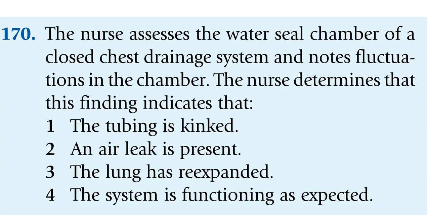170. The nurse assesses the water seal chamber of a closed chest drainage system and notes fluctuations in the chamber. The nurse determines that this finding indicates that 1. The tubing is kinked. 2. An air leak is present. 3. The lung has re-expanded. 4. The system is functioning as expected.